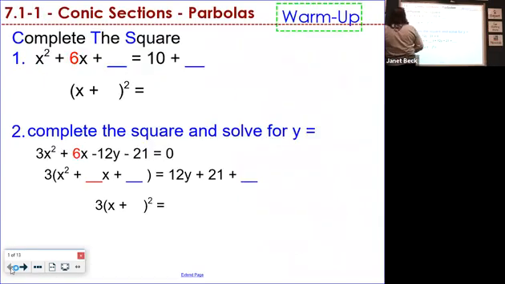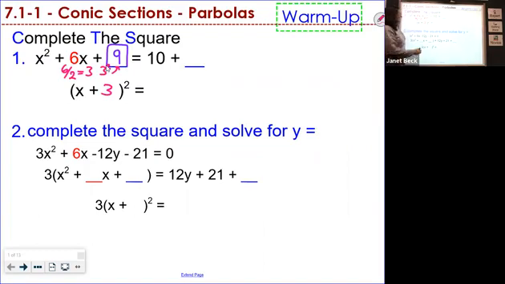Let's have a look at that with this one we were given at the beginning. So the number we're going to add in here is 9. Well, how we got that was we got 6, divided it by 2, which gives us 3, and then we write 3 squared in there, and we just write the 3 down here.